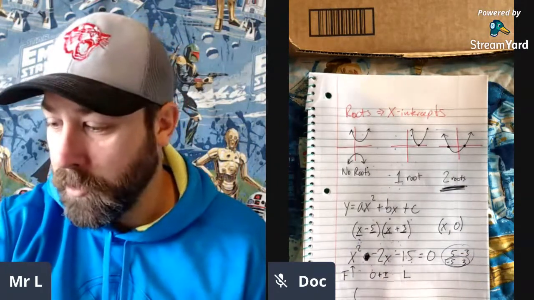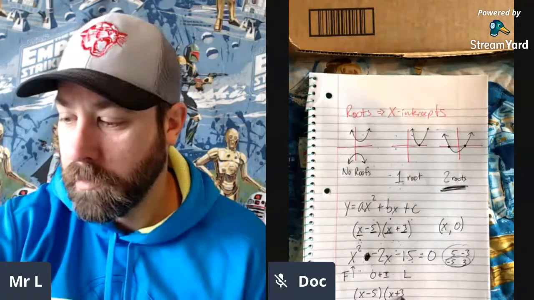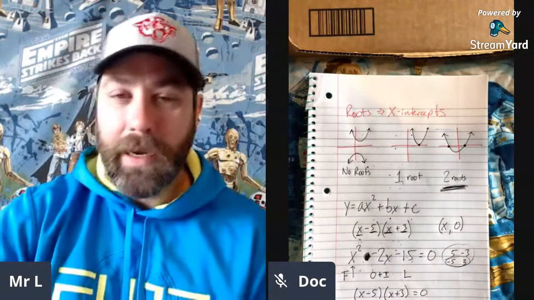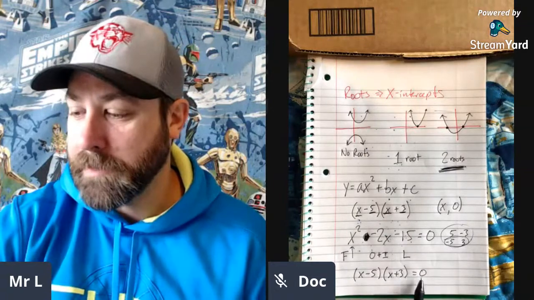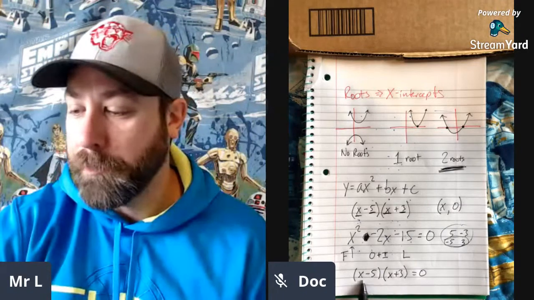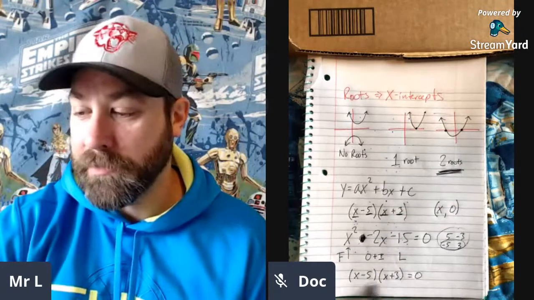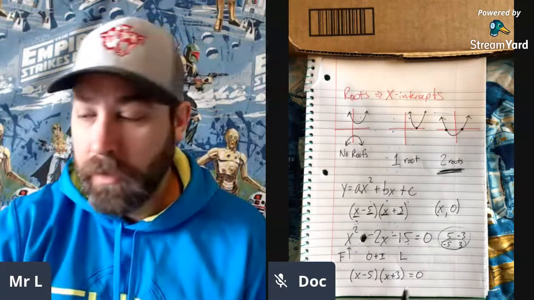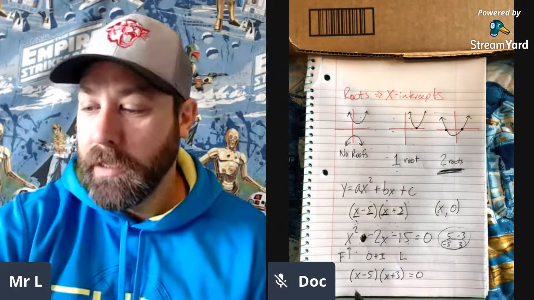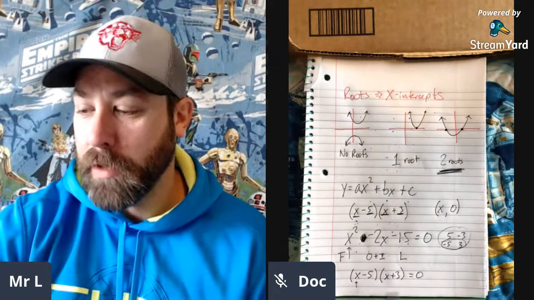Okay? So what I have here now is x minus 5 times x plus 3 equals 0. Well, to actually make this equal 0, what could I put in here that would set this whole equation to 0? Now remember, anytime you multiply by 0, 0 times any number is 0. All right, and that's what we want. We want to get this to equal 0. So what number could I put in for x here that would set this whole problem equal to 0?